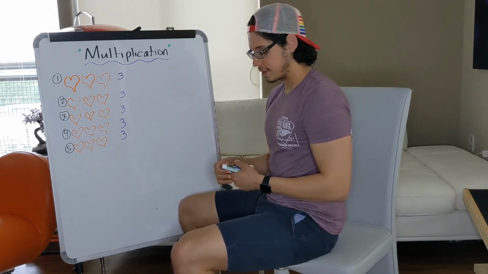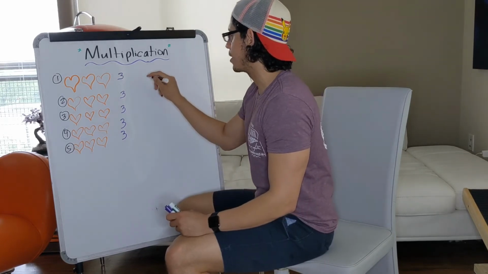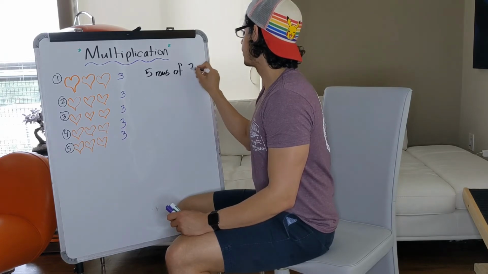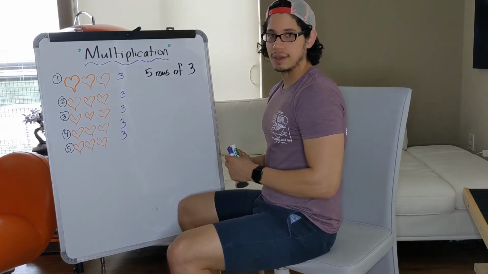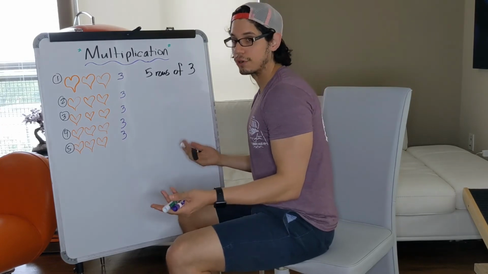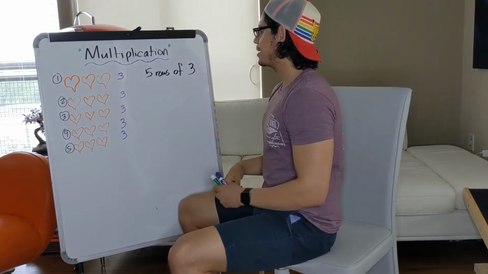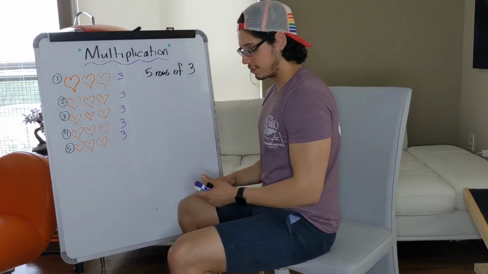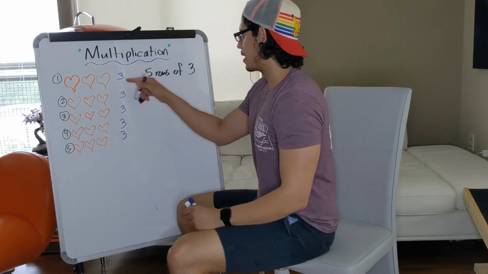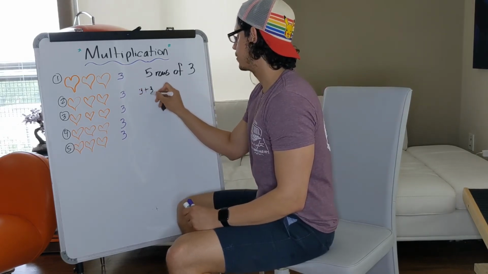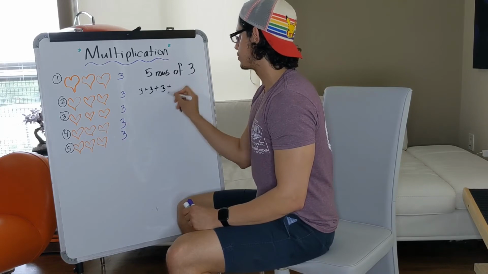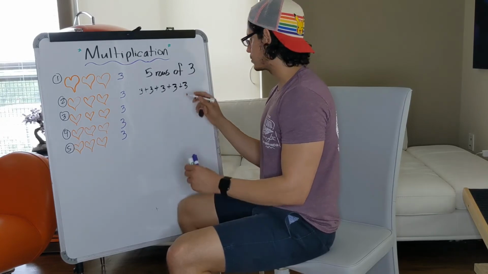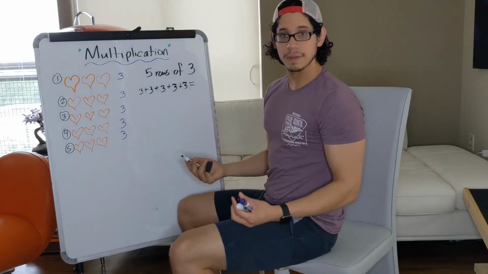Okay, I can describe that using words. I can say, okay, we have 5 rows of 3, just like we had 4 groups of 4 in our last example. This is 5 rows of 3. What can I do to solve this? I can use repeated addition actually. I have 3 plus 3 plus 3 plus 3 plus 3. That's 1, 2, 3, 4, 5 rows of 3. So I can, again, skip count to solve this problem.